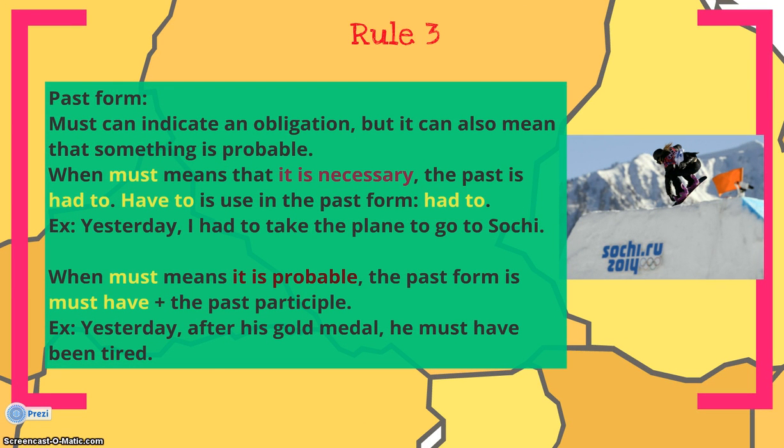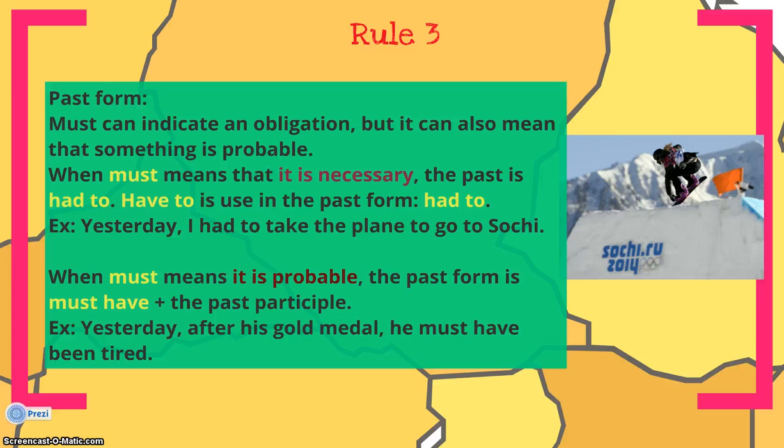Rule number three. In the past form, must can indicate an obligation or that something is probable. So we can use must to mean that something is necessary. In the past form we use had to, and have to is also used, with the past form had to.